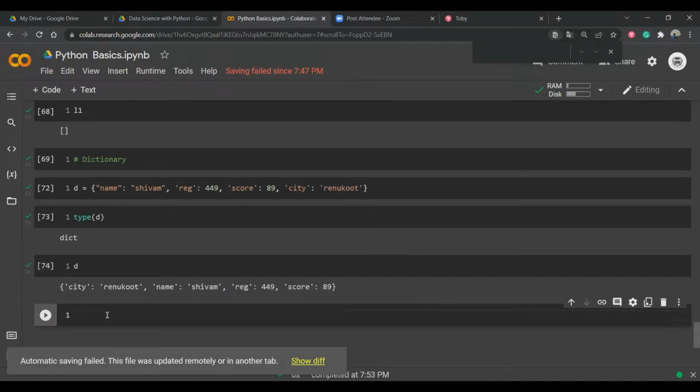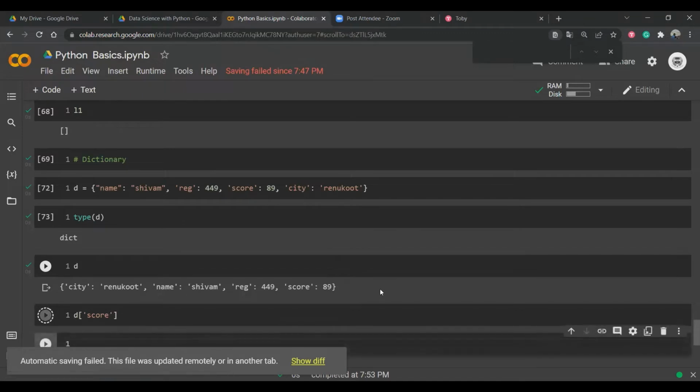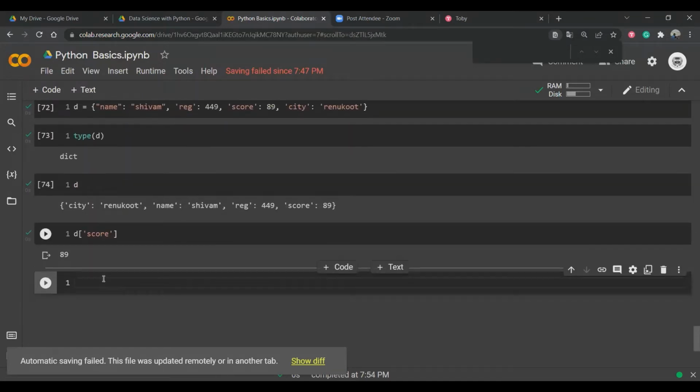Now if I want to access any value from this dictionary, this time we can't access anything with the help of an index value, because there is no index value over there. I can access any value with the help of a key name. Suppose I want to access the score of Shivam, I can access that score with the help of the key name. I'm getting 89 over here.